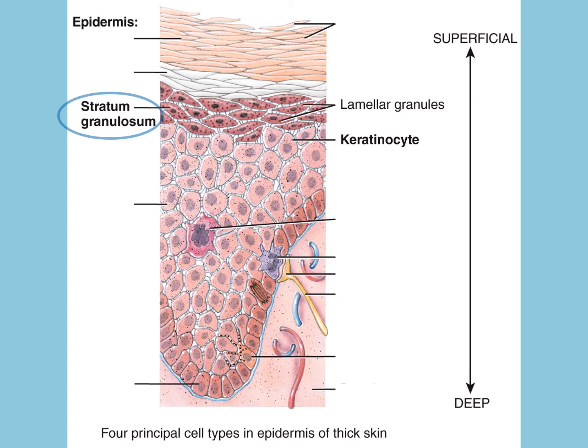Here you can see the stratum granulosum. Notice that the cells are even more flattened than the layer below, and you can just make out the keratohyalin granules.